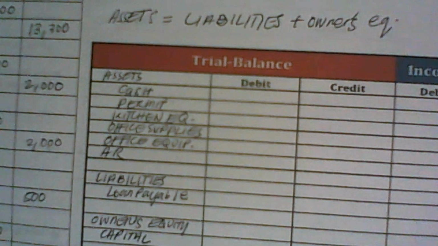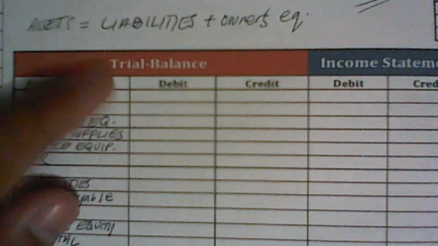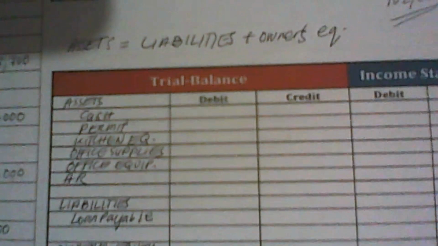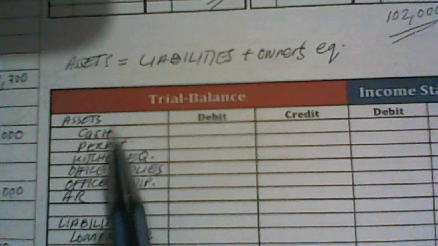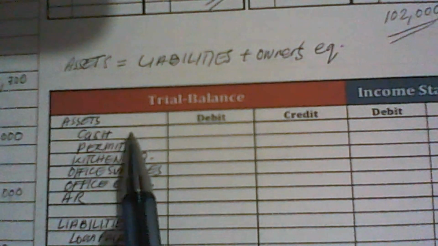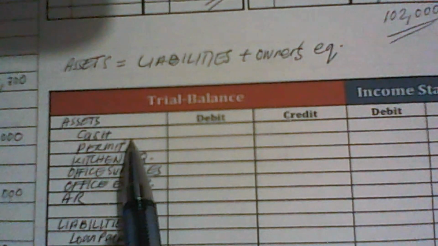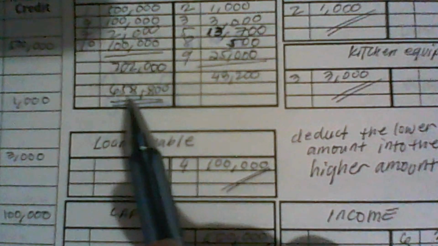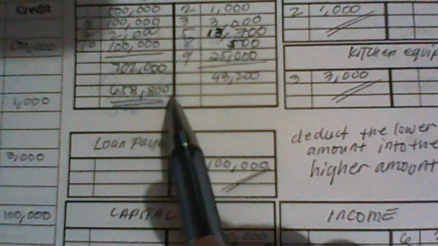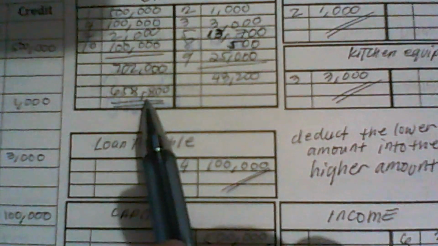Okay, so we are done now in writing all the accounts from the general ledger. And we're going to transfer the balances of these accounts here in the trial balance. So, cash. We need to go to cash. How much is the remaining balance of the cash in the general ledger? The remaining balance is 658,800 pesos, debit.